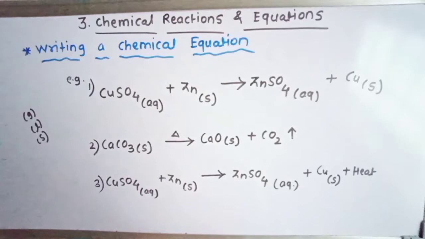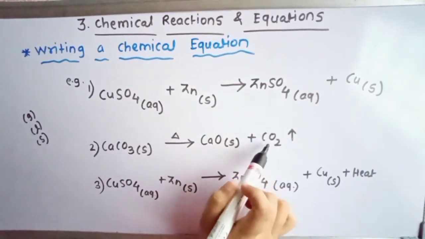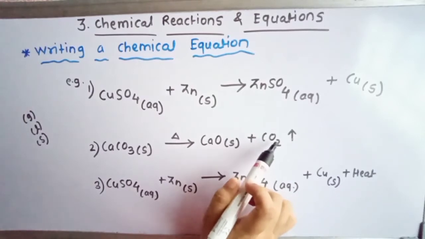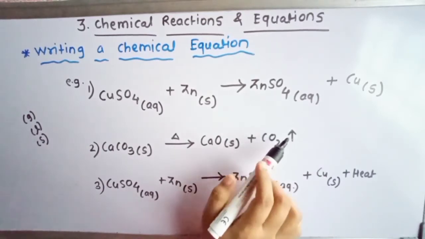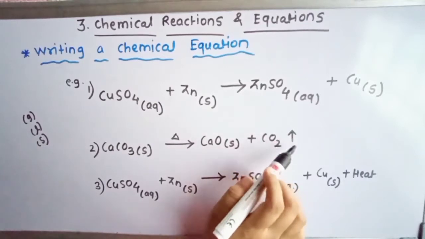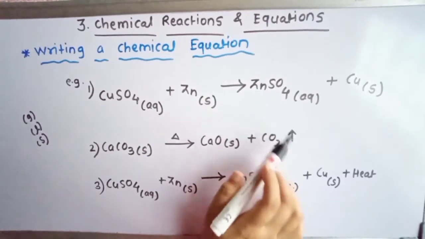Now if the product is in gaseous state, see here, CO2 means carbon dioxide gas. This is on the product side, yes or no? Carbon dioxide is on the product side. So if the product is in gaseous state, then it can be indicated using an arrow pointing upward, okay?